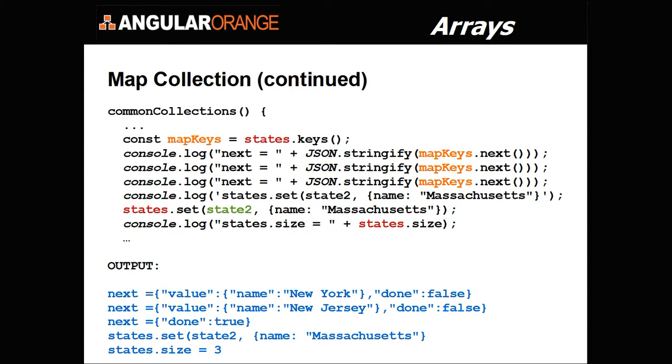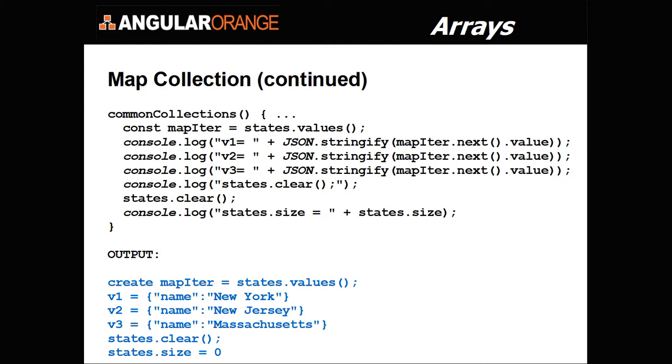Then you can go and set the state 2 back to the name Massachusetts, and basically the size of the map will come back to 3 again. And this time, if you iterate through it, you'll see all the values. So as you iterate through the states map, what you'll see is all the values again. Now, one more thing, you can clear the map, and then it winds up being size 0. So here we do a states clear, we look at the size, and it's 0.